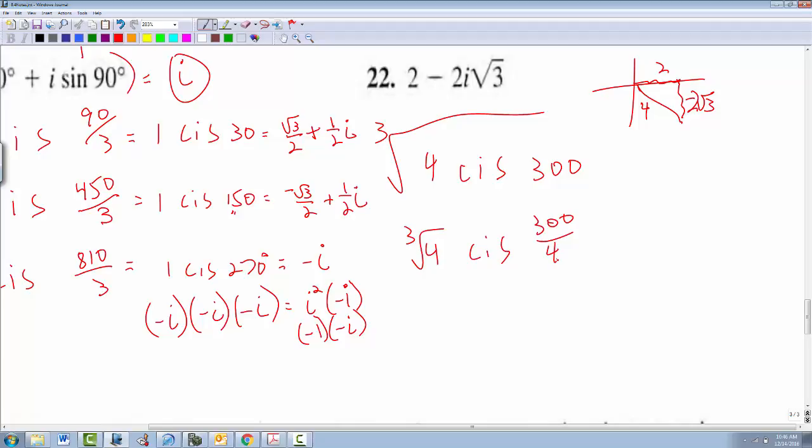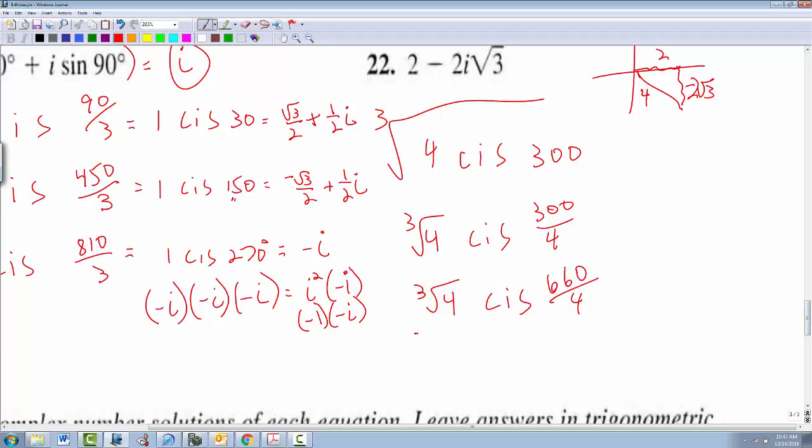Right? But then what do I do? Add 360. That's 660 divided by 4. But then what do we do? Cis, it's getting hard. 960, 1020. And then the last one is the cube root of 4, cis 1380 divided by 4. And then it says leave it in trig format.